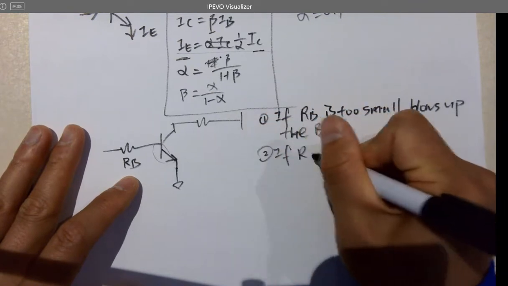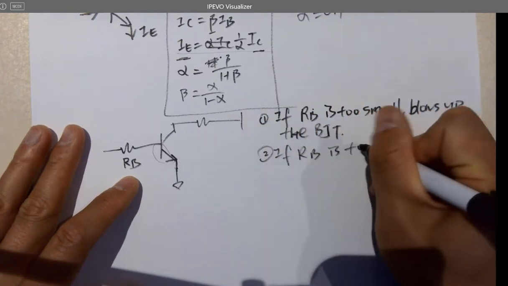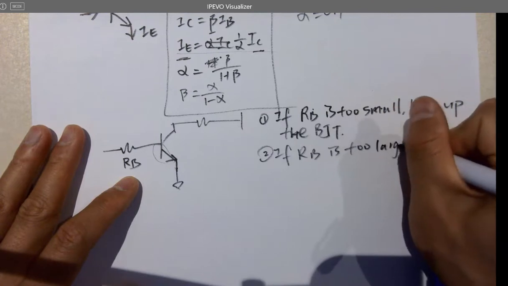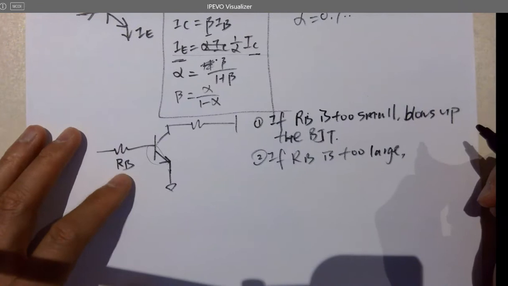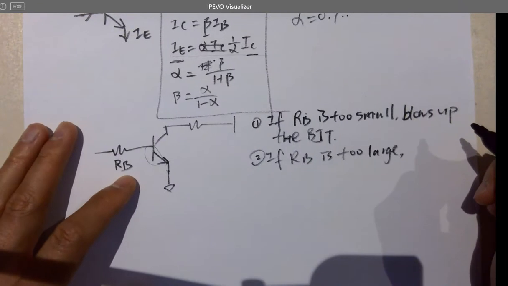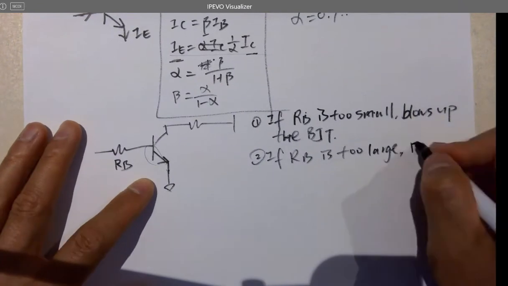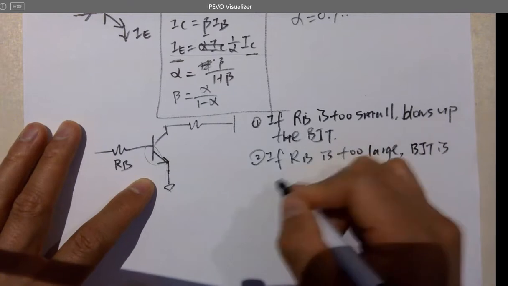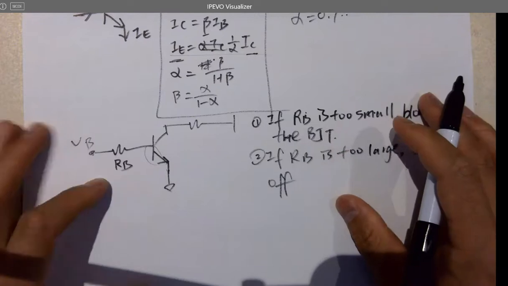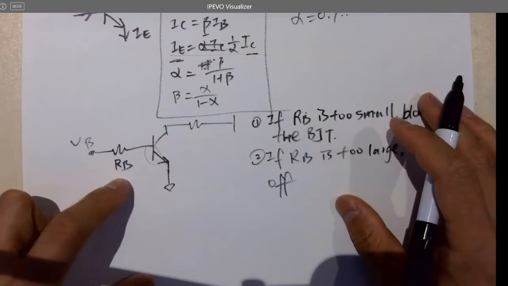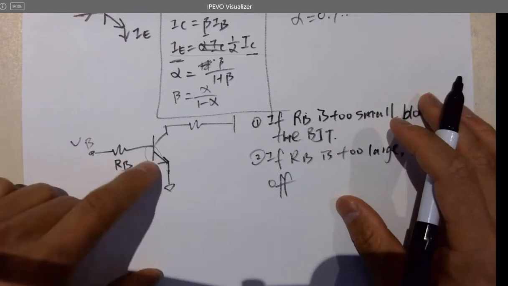If RB is too large, then what's going to happen? The BJT is off. All the voltage from here will be dropped across RB instead of here, where we're trying to turn it on.